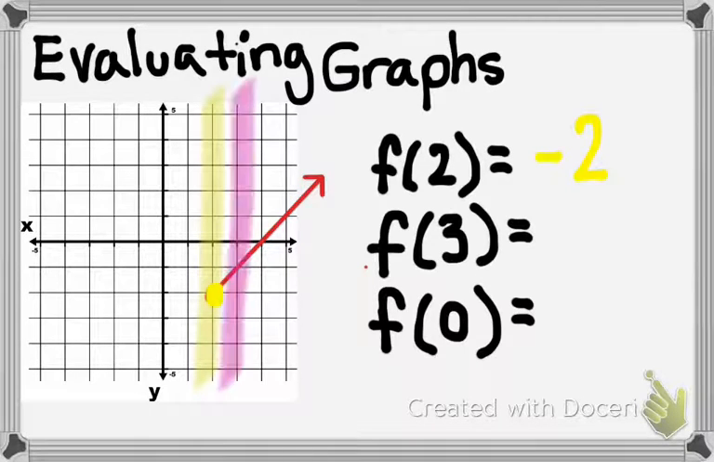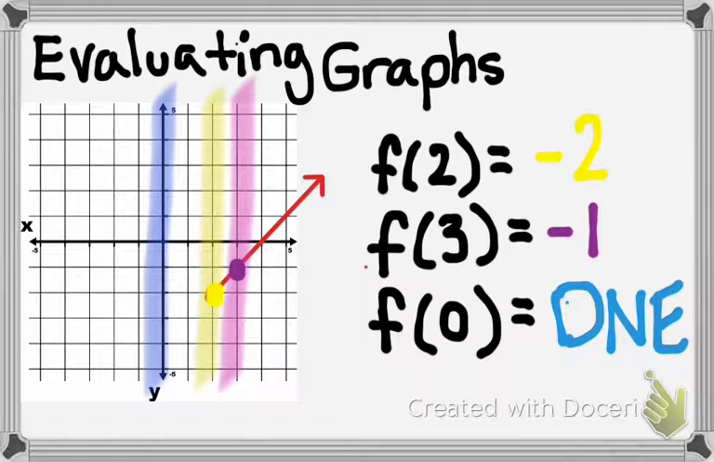I can do the same thing for 3. Look at 3 on my x-axis, see that we cross once at a y value of -1. So f of 3 is -1. Lastly, if I'm looking for f of 0, I'm going to look at the x value of 0. Because there is no point on my line that has an x value of 0, it again does not exist.